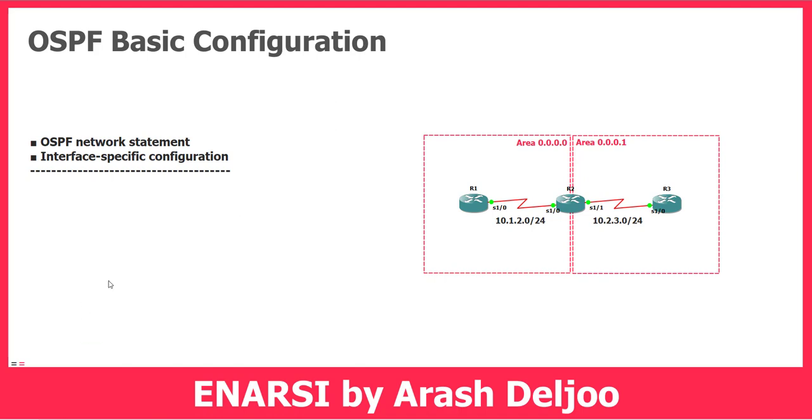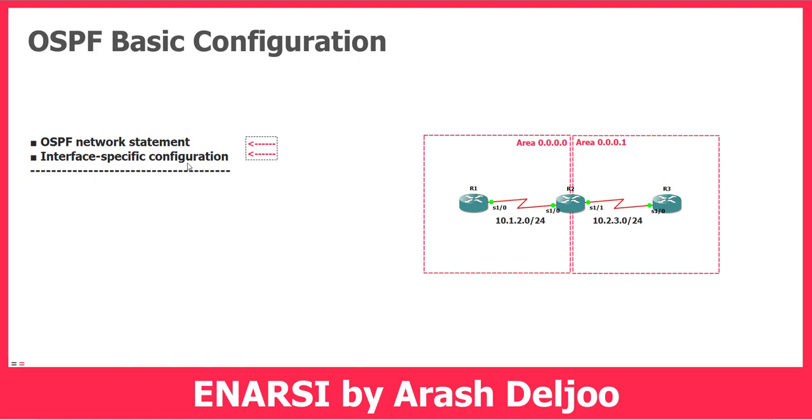First, let me say that we can configure OSPF version 2, OSPF for IPv4, with two methods. The first method is using the OSPF network statement, and this is the traditional method. In most cases, we configure this method. And we also have another method of configuration. The next method of basic OSPF configuration is the interface specific configuration. You can configure all of one network with the first method, or with the second method, or with a combination of these two methods.